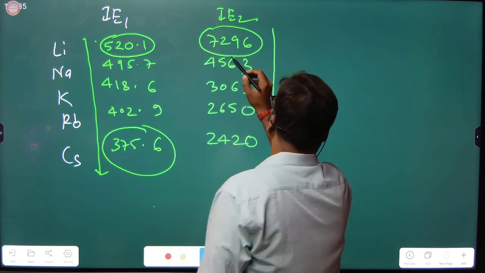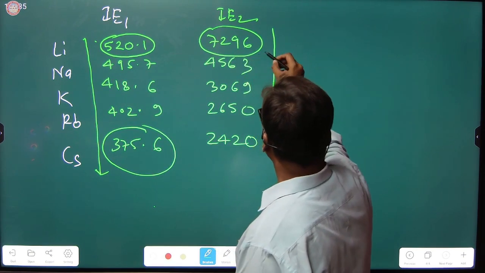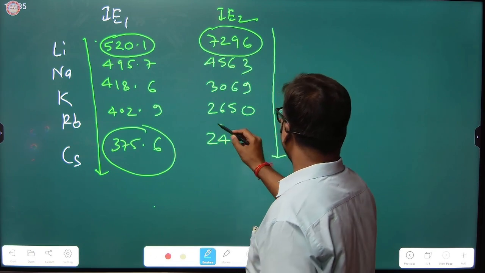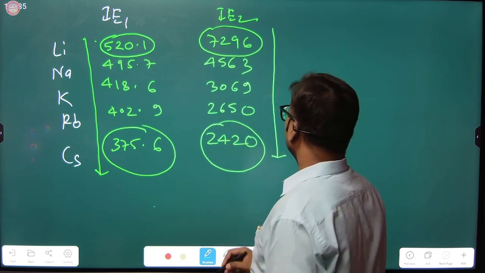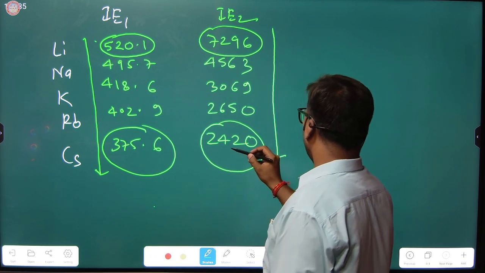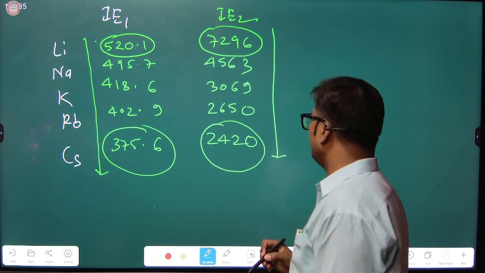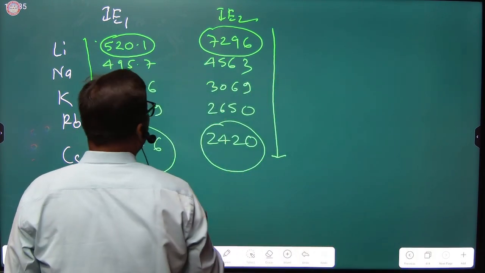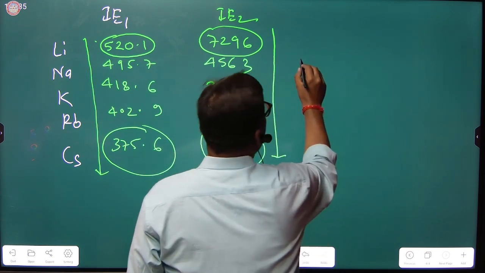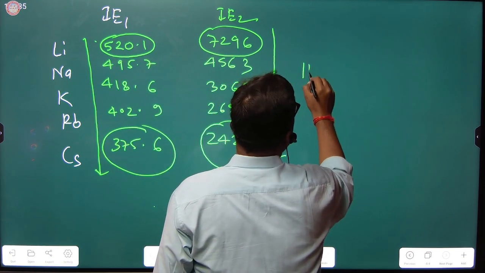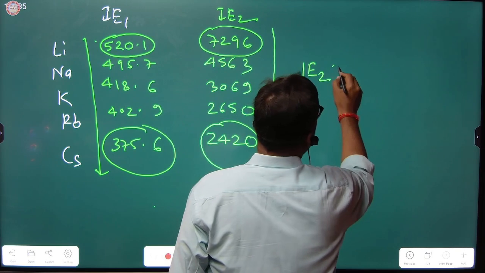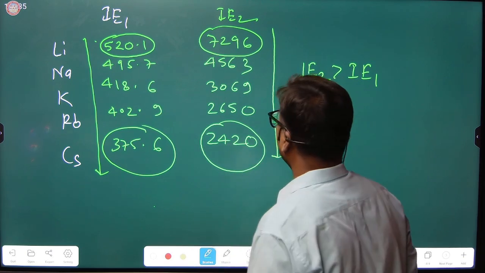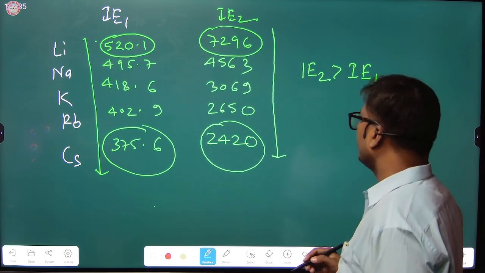And the second ionization energy also decreases in this group. Here it is 7,296 kilojoule per mole, but in the case of cesium, the second ionization energy is 2,420 kilojoule per mole. In this way, you can say that the second ionization energy IE2 is greater than IE1 for the alkali metals.